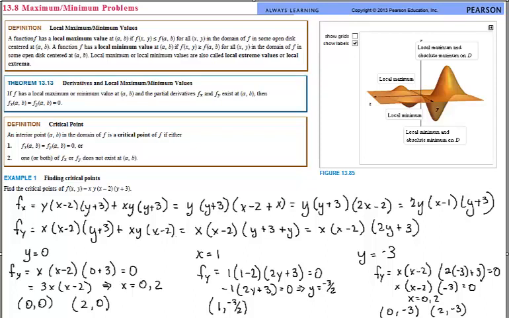And I might want to add that the critical points are the places where I can have maximums and minimums, and then I need to do a test to see if it is a maximum or a minimum.